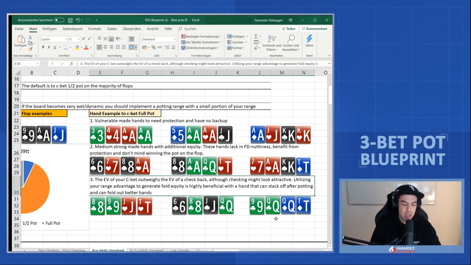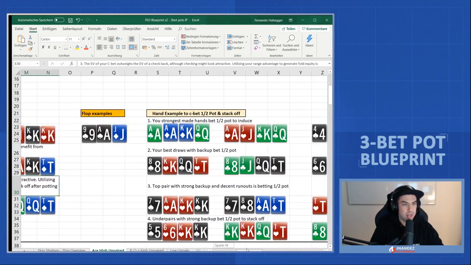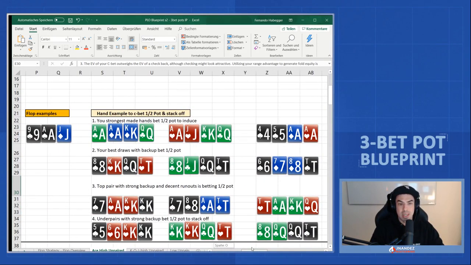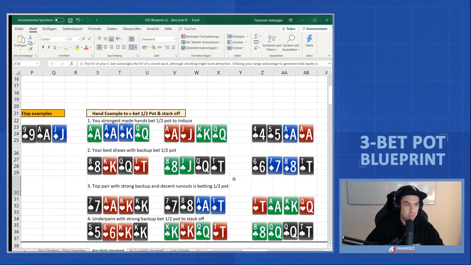So you should think of, do you have a hand that can stack off? And if the answer is yes, you obviously want to bet. You want to bet anyway at a high frequency on this board. But if you want to stack off but you're not excited about it, then you should go ahead and pot very often. Next up, or if you're not excited about playing turn cards at a high SPR or high-ish SPR, then you should be potting.